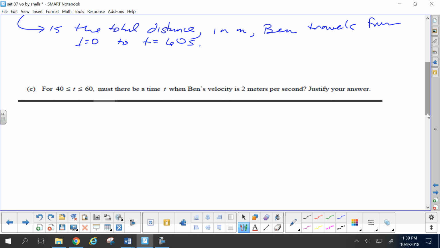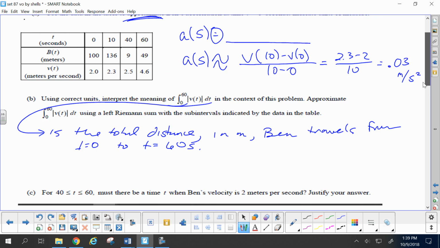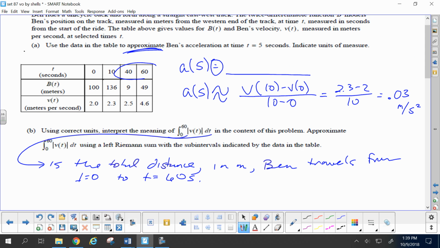I bet I got a couple of you with C. Did you say no? Ben's velocity, must there be a time where Ben's velocity is 2 meters per second? Because you looked at 40 to 60 and you looked at his velocity and said, hey, looky there, 2's not in there. So by IVT, nope. But you got it wrong because you thought IVT. You should have thought MVT. What's the average rate on that interval? The average rate is 2 meters per second. And so, must there be a time when he went 2? Yes, there must. By MVT, not IVT.